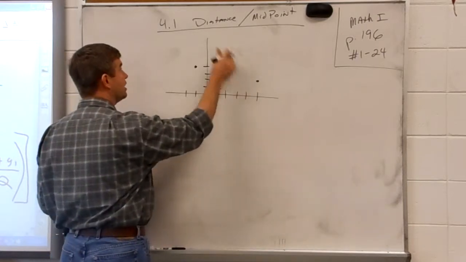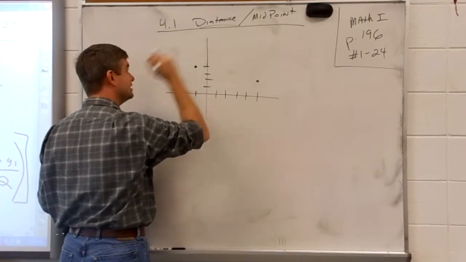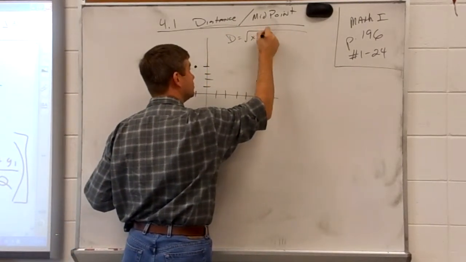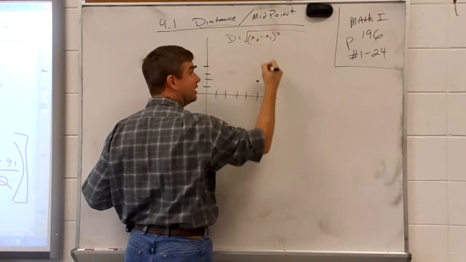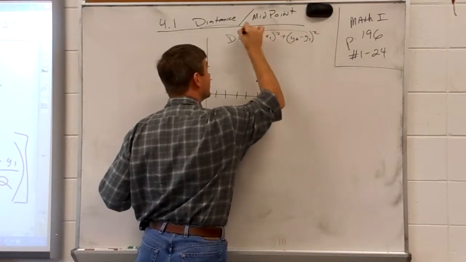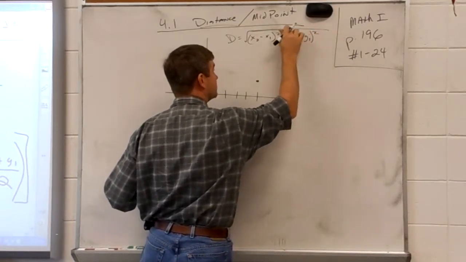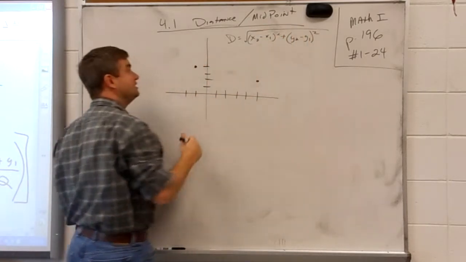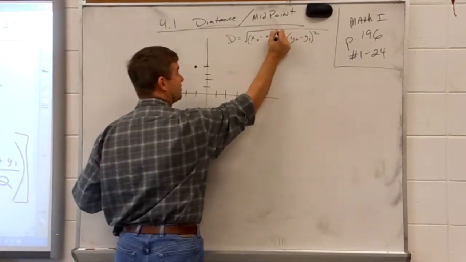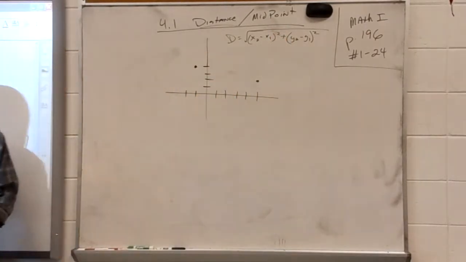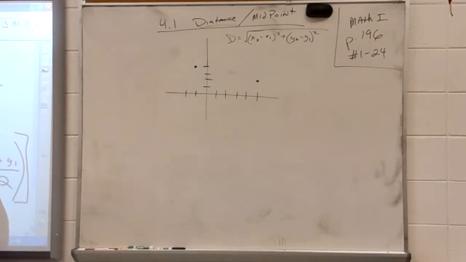The first thing that we're going to concentrate on is distance. The distance formula is d equals the square root of (x2 minus x1) squared plus (y2 minus y1) squared. This is all underneath the radical. The radical symbol goes all the way out. In order to find the distance, you need to assign x1 and y1 to one of the points and x2, y2 to the other point.